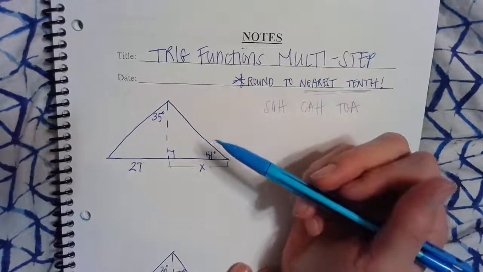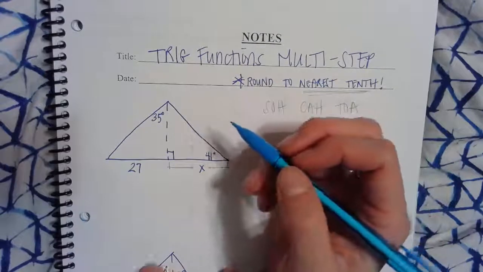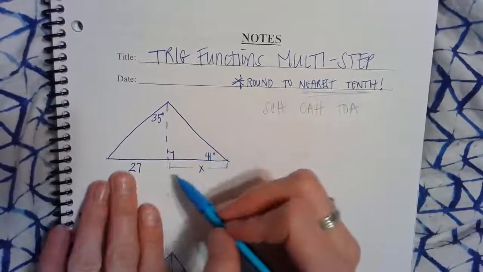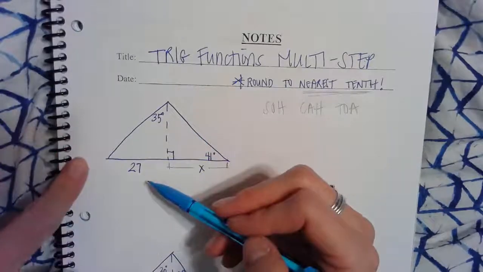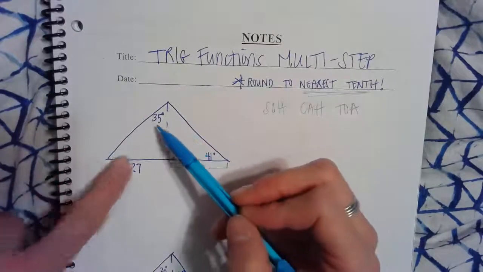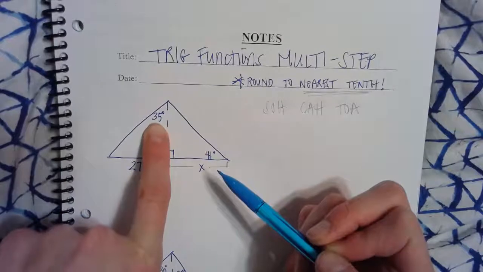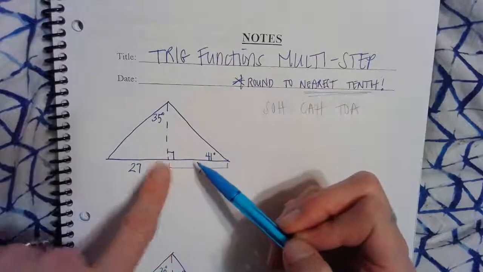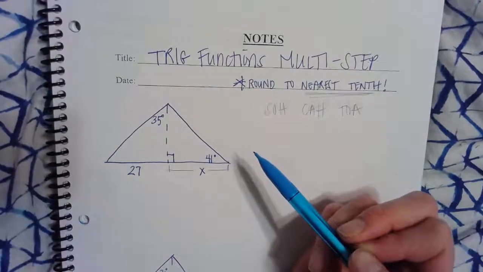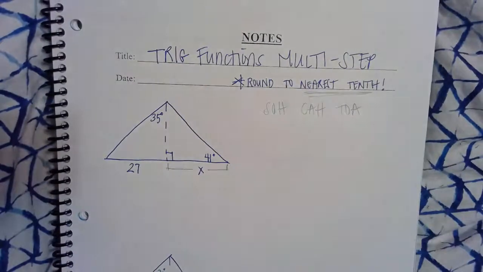So this is a multi-step, so you're going to have to do one thing first. So I'm going to focus on the side that doesn't have a missing piece, but there's still some pieces missing. And here they give you that this is 35 degrees, this is 41 degrees, and this is a right angle. And this problem is not on your assignment today, but it's very similar to today's assignment. I just wanted to give you more examples to practice.